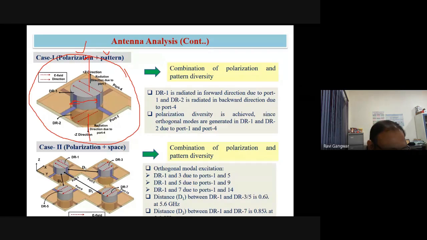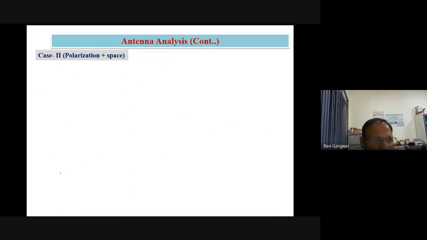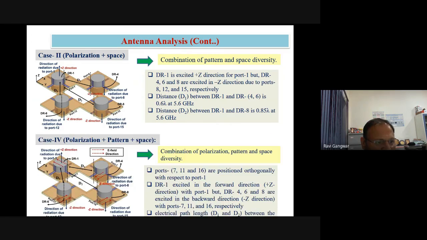Similarly, we go for polarization plus space. Here you can see that for DR1 and DR3, or DR1 to DR5, or DR1 to DR7, we get space diversity. And polarization means all the antennas are connected by orthogonal feeds. So here we get polarization plus space diversity. Then we go for polarization, pattern and space.